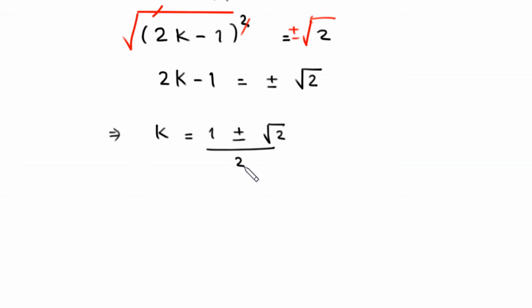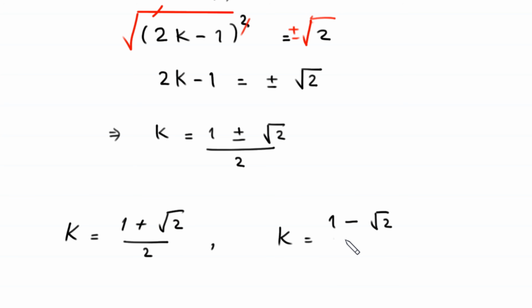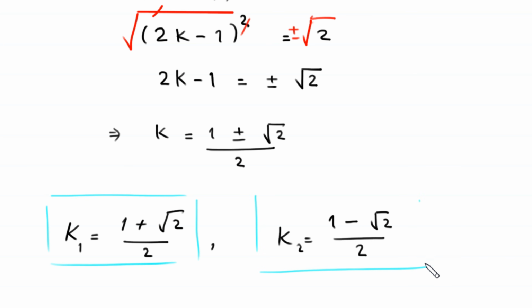It means that from here we get two values of k. k is equal to 1 plus root 2 divided by 2, and the second value of k is equal to 1 minus root 2 divided by 2. This is first and this is second value of k. So we have two solutions for this equation: 1 plus root 2 over 2, and the second is 1 minus root 2 over 2.